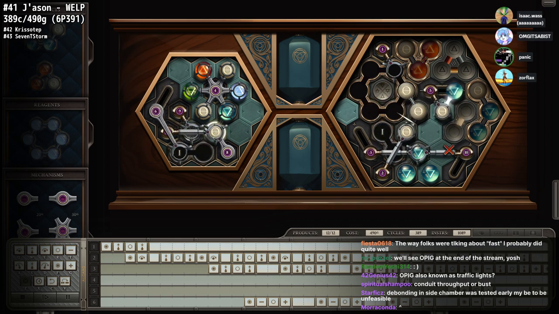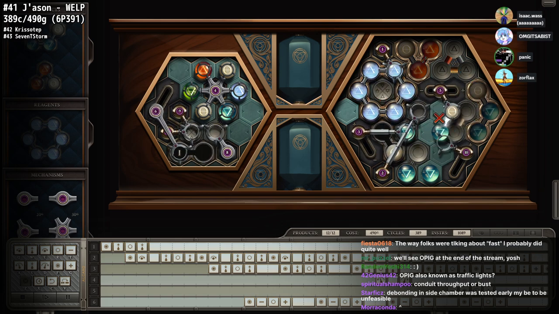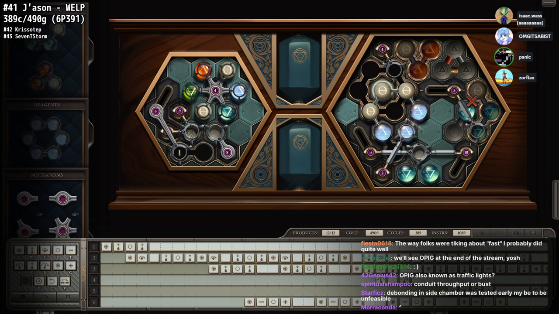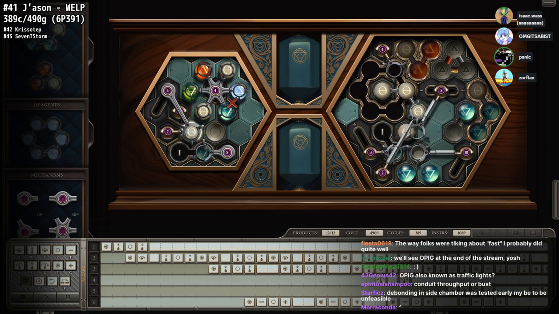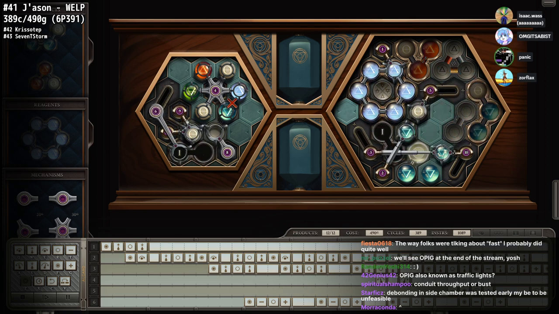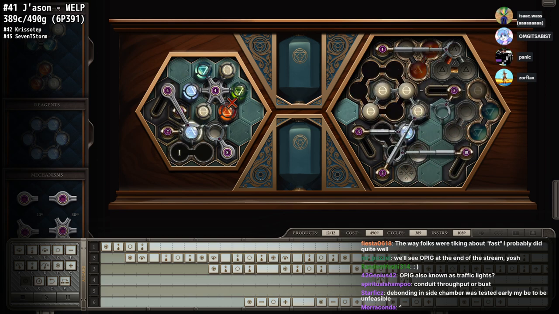And actually, this is interesting. I think this is the first solve we've seen where everything except the Brillo is in the right chamber. So it's just the Brillo in the left chamber, and the atoms are passed to the Brillo as needed to be converted to various things.